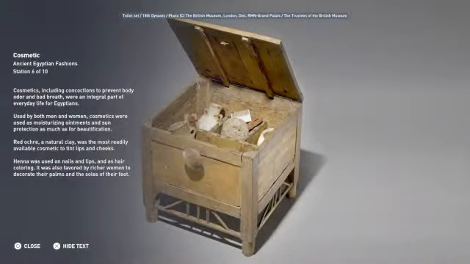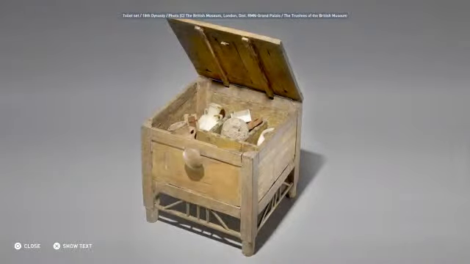Alright, there you see toilet set, 18th Dynasty, photo credit the British Museum in London, District RMN, Grand Palais, trustees of the British Museum.